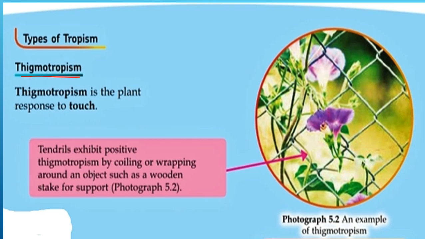The first one, thigmotropism. Thigmotropism is the plant response to touch. Example here, this one is tendrils. Tendrils exhibit positive thigmotropism by coiling or wrapping around an object such as a wooden stake for support. So when it touches an object, in this case a wire, it will coil or wrap around for support. So this is thigmotropism, response to touch.